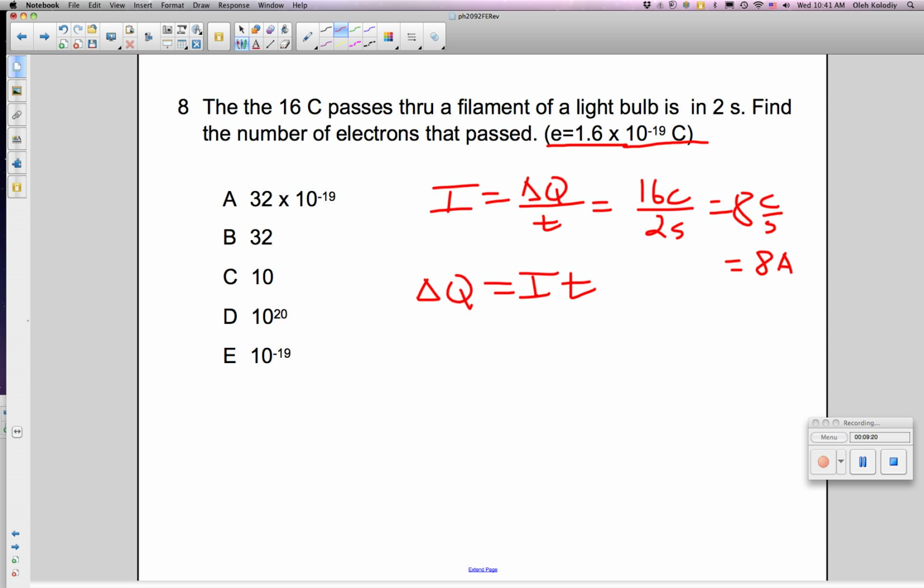and therefore the number of electrons that you would need would be 16 divided by 1.6, which is 10 multiplied by 10 to the 20th, 10 to the plus 19. And of course that would be 10 to the 20th.